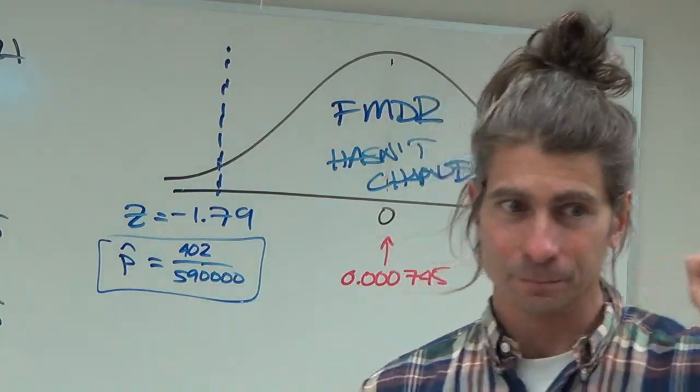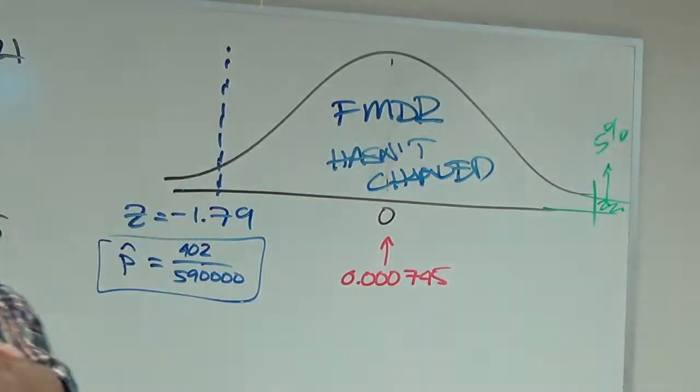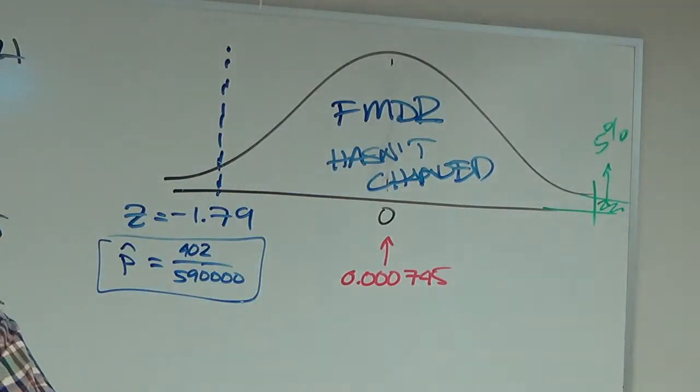Kendra, go. So for the test statistic, would you put p as less than, or would you still put less than or equal to? For the test statistic, you're putting this guy. That's the test statistic, my friend.